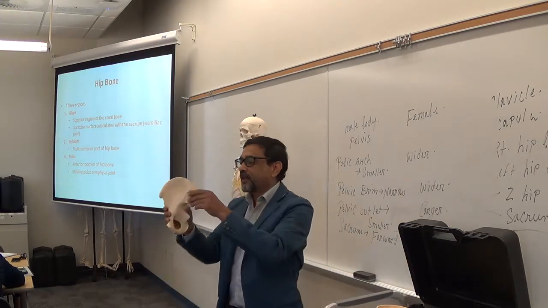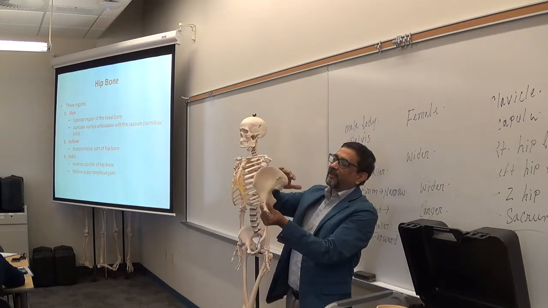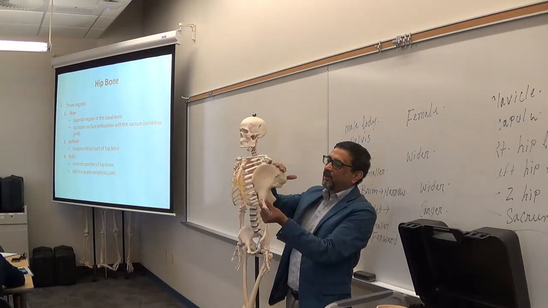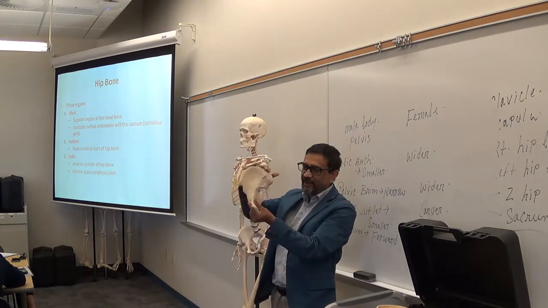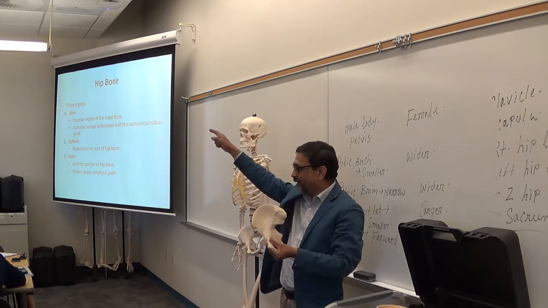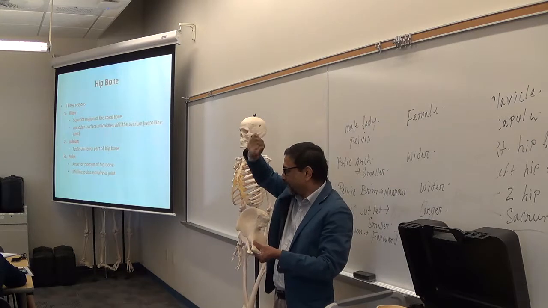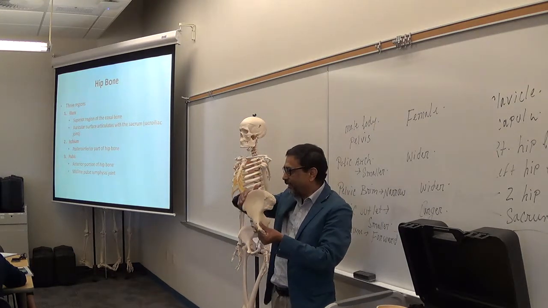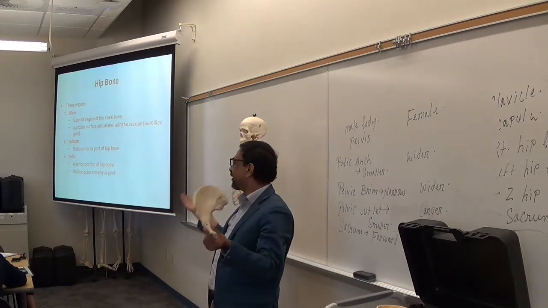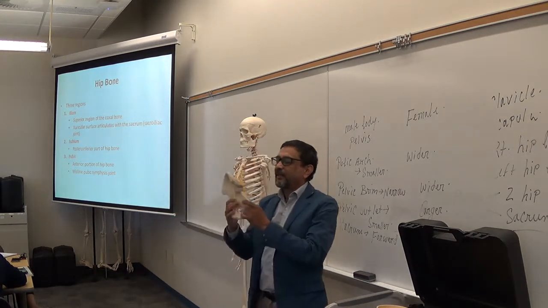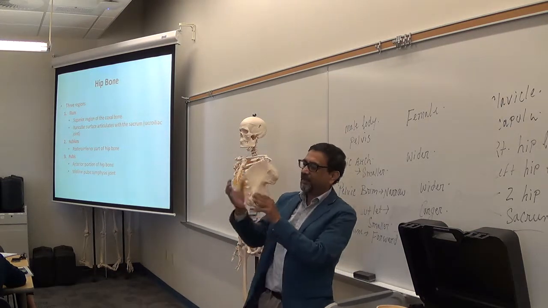Now, first we'll see the ilium. Very simple. This part of the ilium is called the iliac crest. If I show you a mountain, I show you the top part of the mountain. That is called what? Crest, right? Crest of the mountain. So this is the top part of the ilium. That's why it is called the iliac crest.